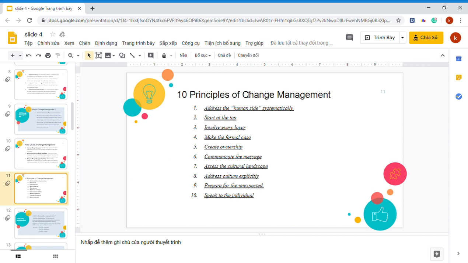10 principles of change management. 1. Address the human side systematically. Start at the top, involve every layer, make the formal case, create ownership, and communicate the message. 7. Assess the cultural landscape, and 8. Address leadership, and 9. Prepare for the unexpected, 10. Speak to the individual.